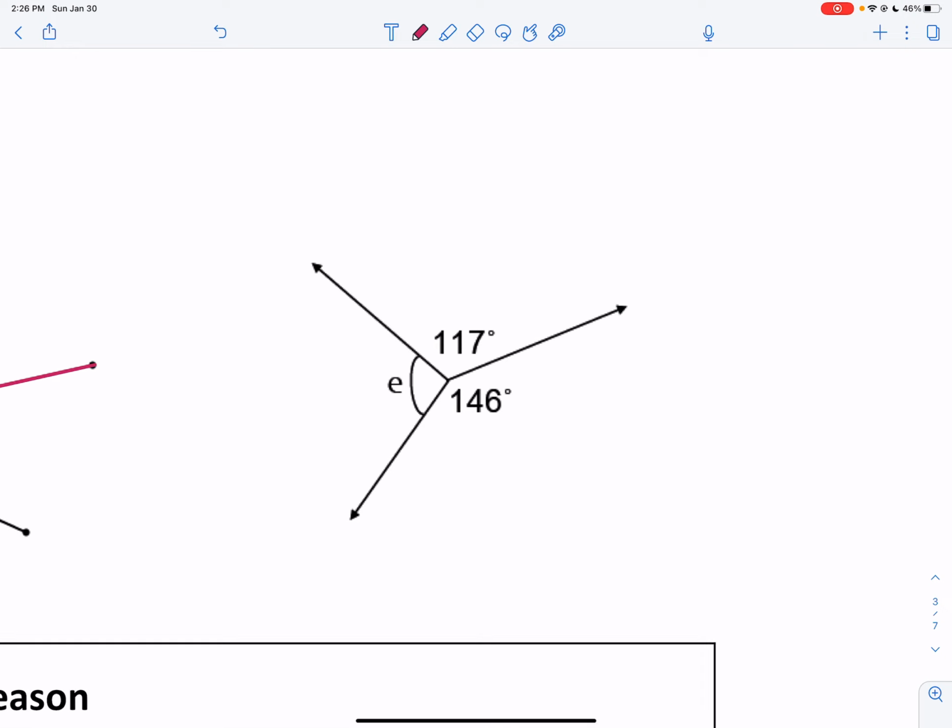Now, if there was a line here, we could do something a lot easier, but we're just going to have to use the sum of all the angles around a point. We could call this the point where they meet, or they intersect, or their shared vertex, whatever you want to call it. All of the angles around that point have to sum to 360 degrees. So E plus 117 plus 146 equals 360.